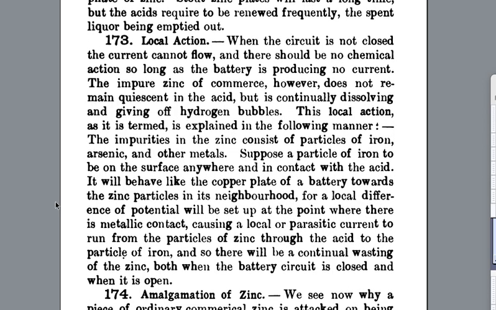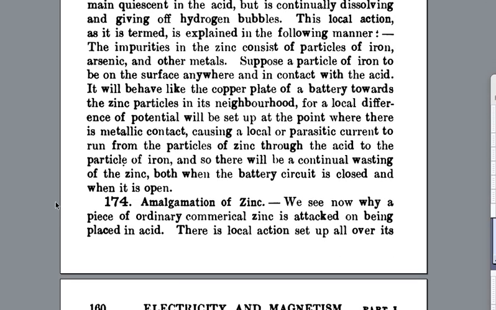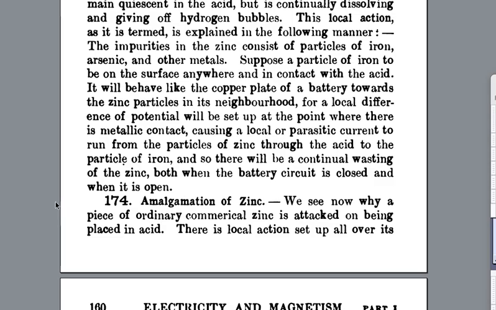Local action. When the circuit is not closed, the current cannot flow, and there should be no chemical reaction while the battery is inactive. However, impure commercial zinc continues to dissolve in the acid and release hydrogen gas. This phenomenon, known as local action, arises due to impurities in the zinc, such as iron, arsenic, and other metals. For example, a particle of iron on the zinc surface acts like the copper plate in a battery relative to nearby zinc particles. This creates a local difference in potential, initiating a localized or parasitic current from the zinc particles through the acid to the iron particle. This process causes continuous zinc wastage, regardless of whether the battery circuit is open or closed.